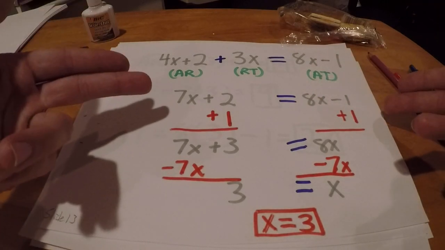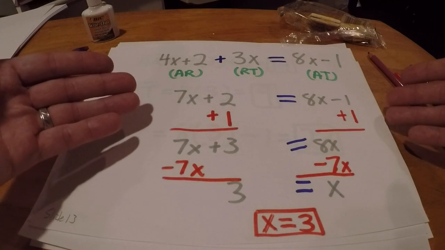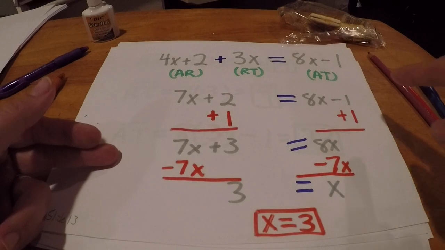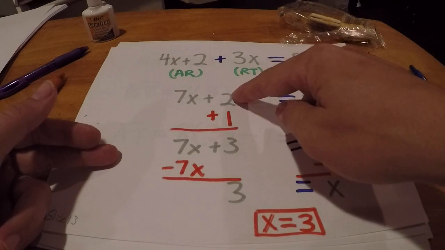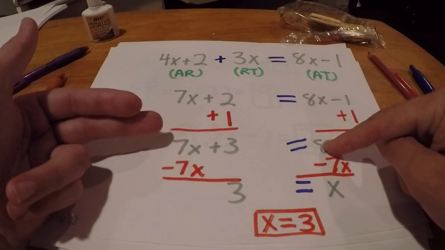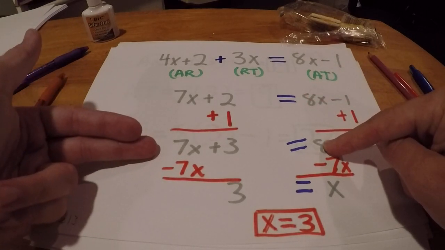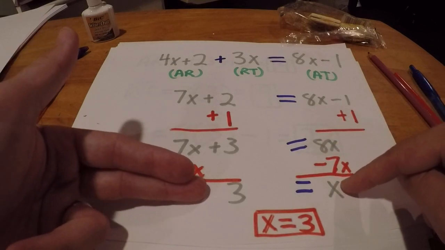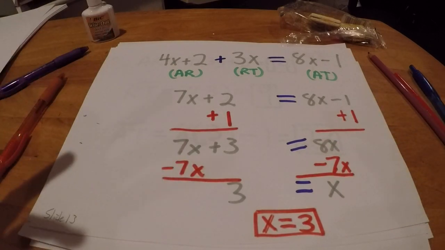We now have a linear equation with variables on both sides. One thing we can do is add the constant to both sides. Plus 1, plus 1, that's where we get the 3. The 7 is unchanged. The 8 is unchanged. Now we move the variables together. 7x minus 7x, and 8x minus 7x gets 1x. 3 equals x, which is the same as x equals 3.